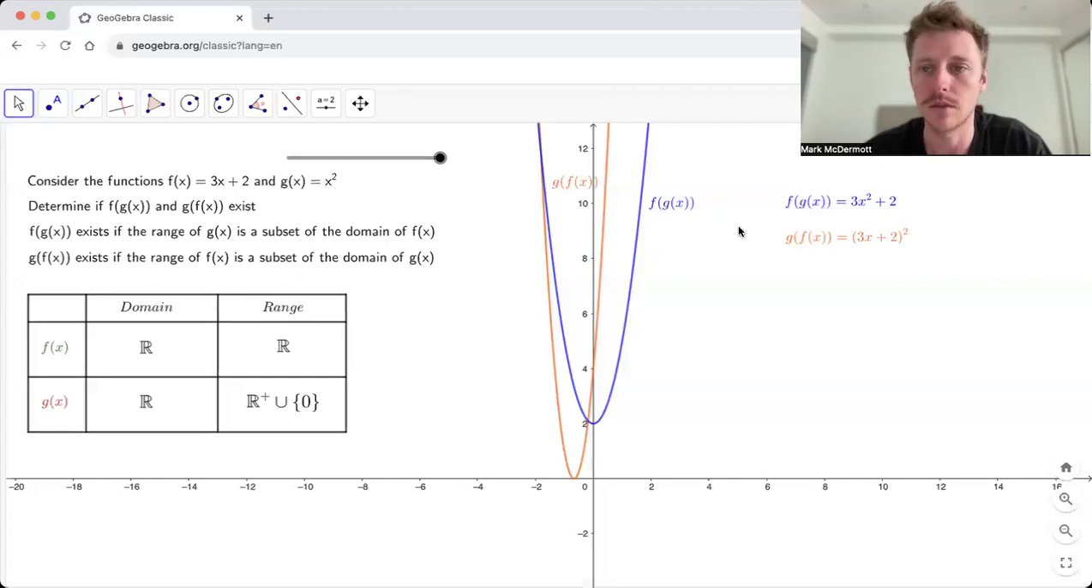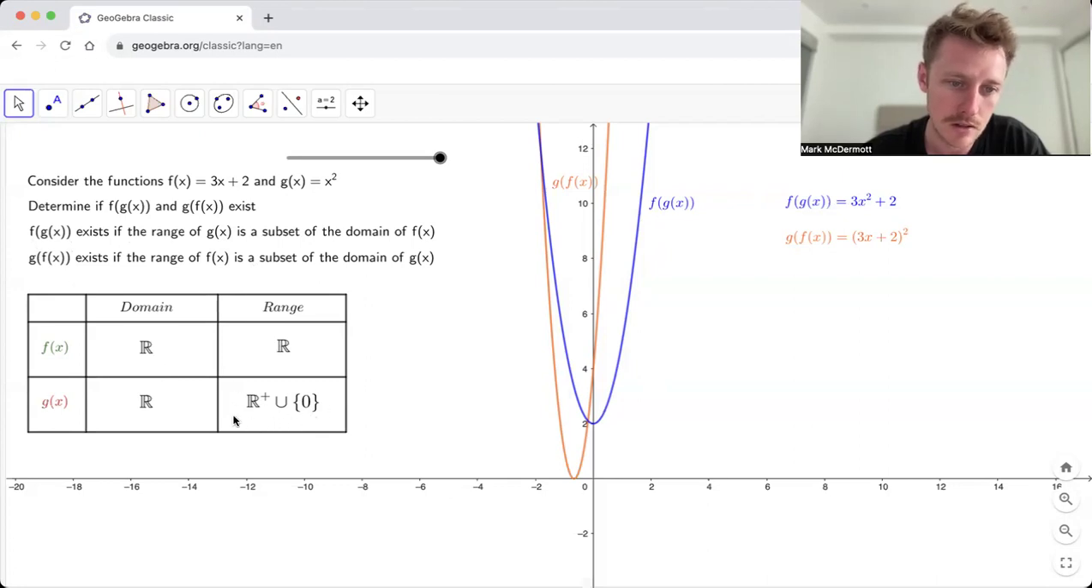Now, clearly, just the fact that I've drawn them shows that they're defined. But let's think about why they're defined. Let's look at f of g of x, the blue function. The range of g of x is a subset of the domain of f of x. So let's have a look. The range of g of x, all real positive numbers including 0, is a subset of the domain of f of x. Well, let's see if that checks out.